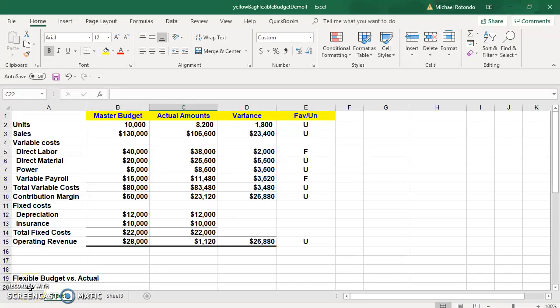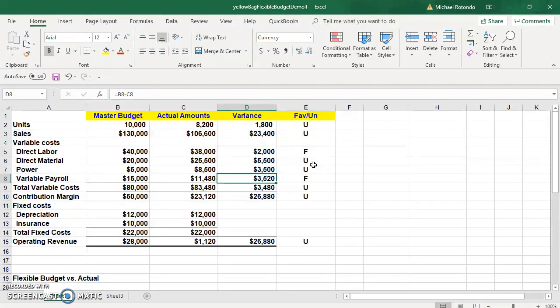So we're going to look at a flexible budget here for the Yellow Bag Company. And whenever we look at a flexible budget, we have to have a master budget. So here's a master budget, pro forma income statement and contribution margin format compared to actuals. The variance indicates the difference between what was budgeted and what actually happened. And here's a column to determine whether an item is favorable or unfavorable.